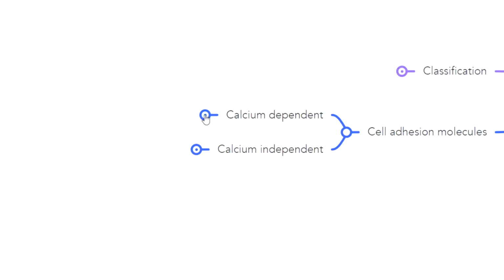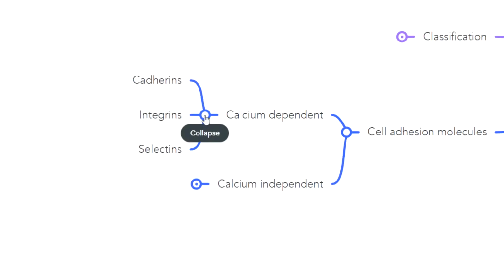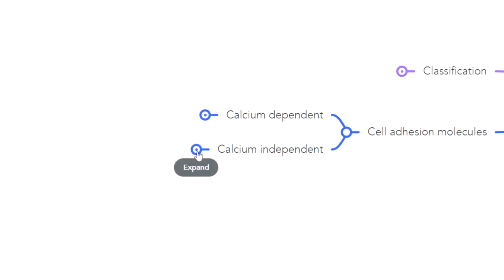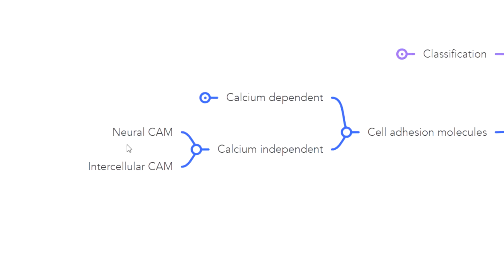Now, what are the calcium dependent cell adhesion molecules? As the name suggests, these cell adhesion molecules depend on calcium for their activity. So the cell adhesion molecules which depend on calcium are cadherins, integrins, and selectins. And calcium independent cell adhesion molecules are neural cell adhesion molecules and intercellular cell adhesion molecules. The intercellular ones are present between adjacent cells, and neural CAMs are present in the neural tissue.